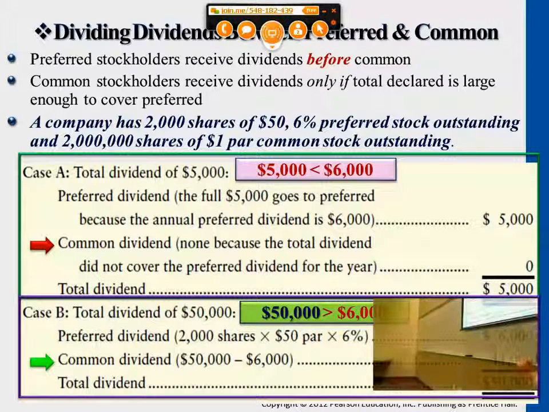So in the second case, assuming all the numbers are the same, again, 2,000 shares times 50 times the rate, preferred shareholders should be getting, again, $6,000. Now in this case, if the company is giving $50,000 in total, then $6,000 goes to preferred shareholders, and the remaining goes to common shareholders, $44,000.